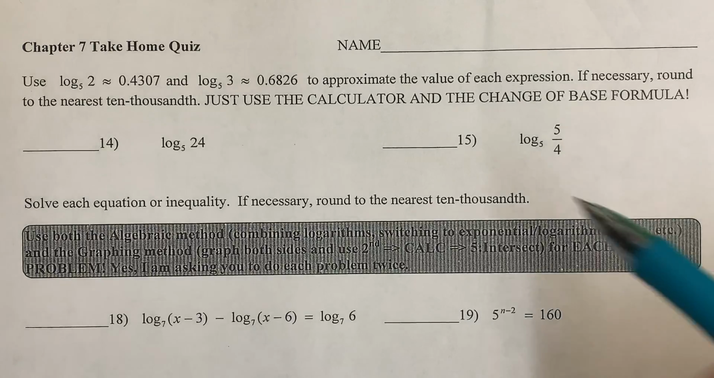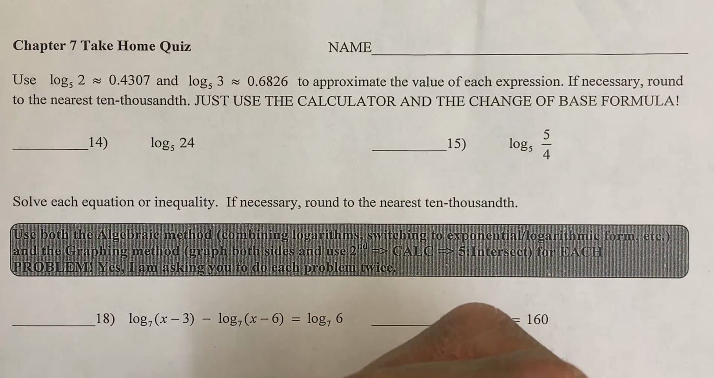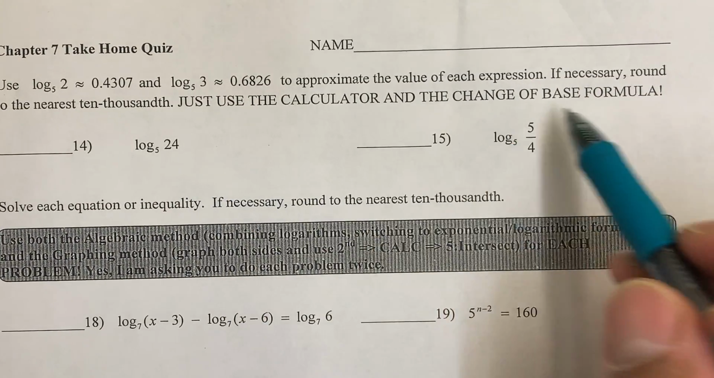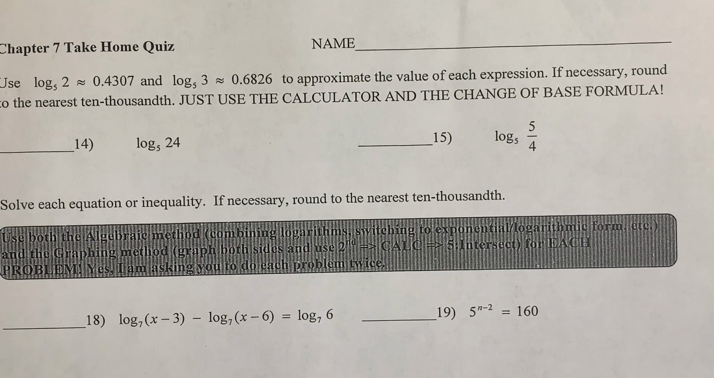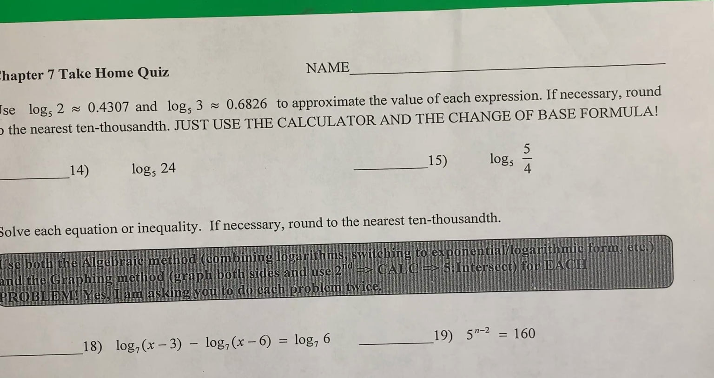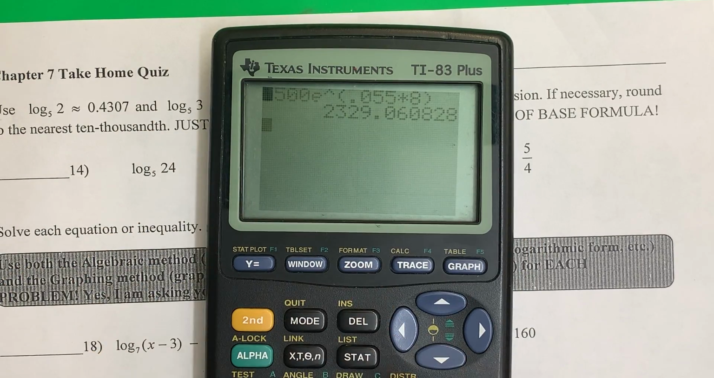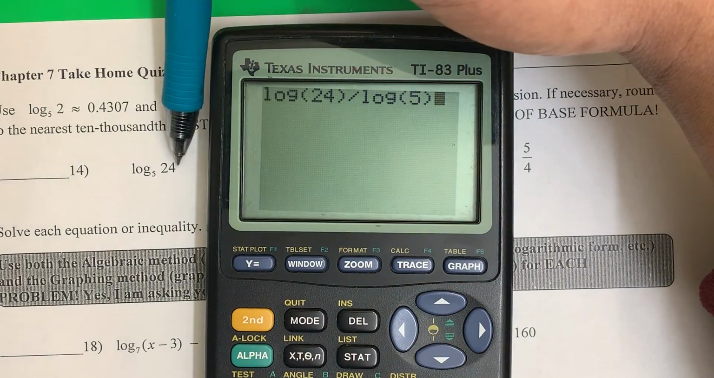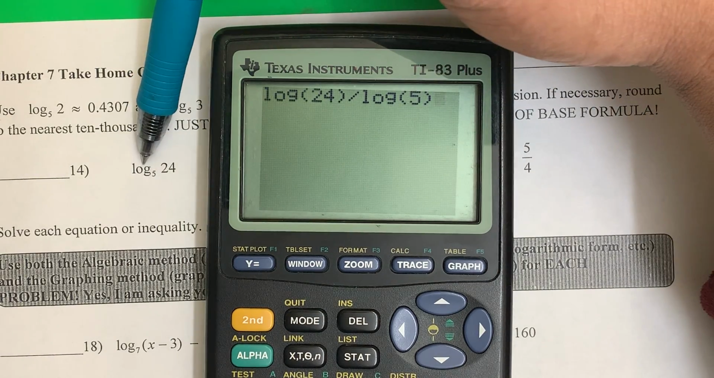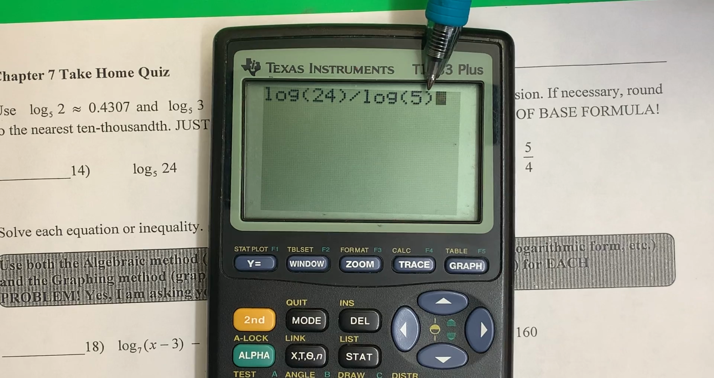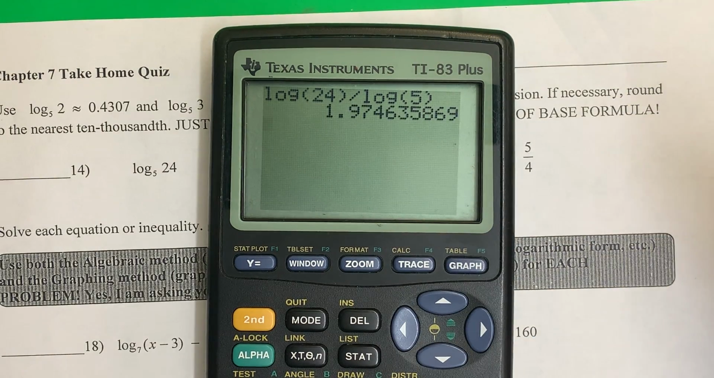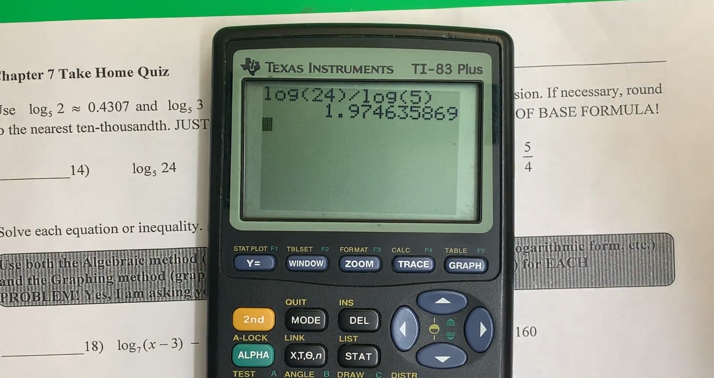Now, for these first two, I have all this explanation on how to do it algebraically, and then I say just use the calculator and the change of base formula, because even if you're doing this algebraically, I want you to just use the calculator on these ones. So to type these into your calculator, get out of that, clear, and it's just log of the big number divided by log of the small number, okay?